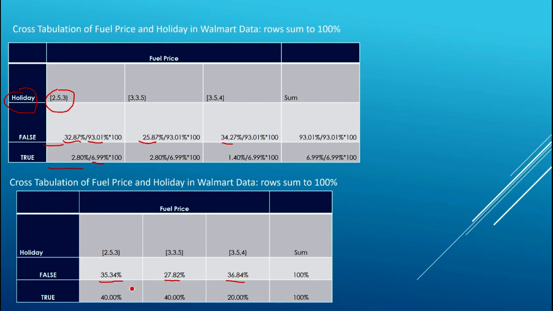Now comparing that to weeks where there is a holiday, you can see that 40% of those weeks where there is a holiday are in the lowest fuel price category, and 20%, conditional on it being a holiday, are in the highest fuel price category. So my original speculation that maybe holidays were driving up the price of gasoline doesn't seem to be supported by the data. And we wouldn't know this unless we were to do a deeper dive into the statistics and explicitly look at the relationship between these two variables.